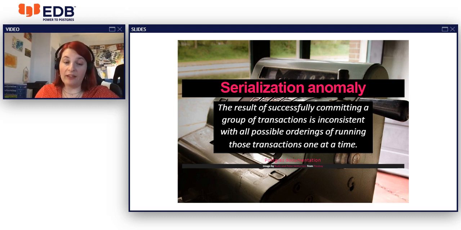And the last anomaly was actually found pretty recently, during the year 2000 something, for a concept that was born during the 70s. It's pretty important. It's when the result of successfully committing a group of transactions is inconsistent with all possible orderings of running those transactions one at a time. So let's see what happens.